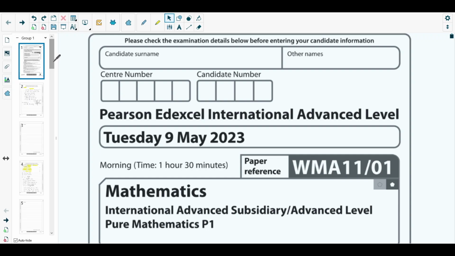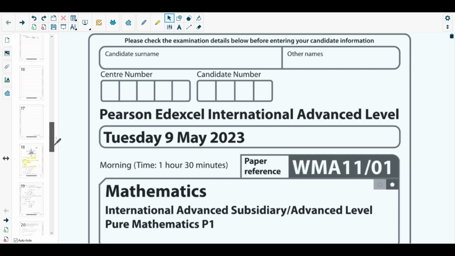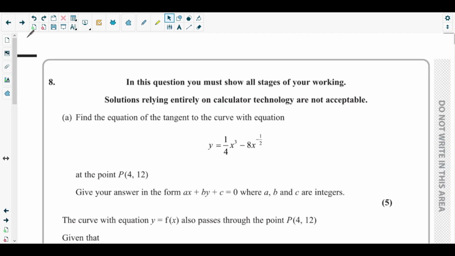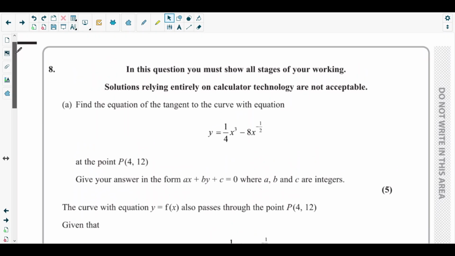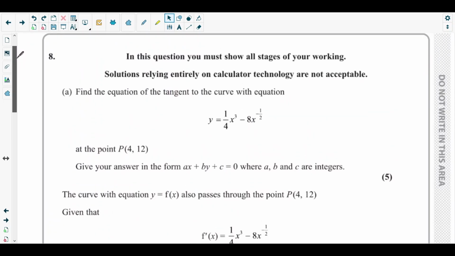In this video, we will be solving question number 8 from the recent past paper of Pure Mathematics 1, which is the May 2023 P1 paper. So let's see what question number 8 from this paper is about. So here you see question number 8. Let's get started with the first part, part A.